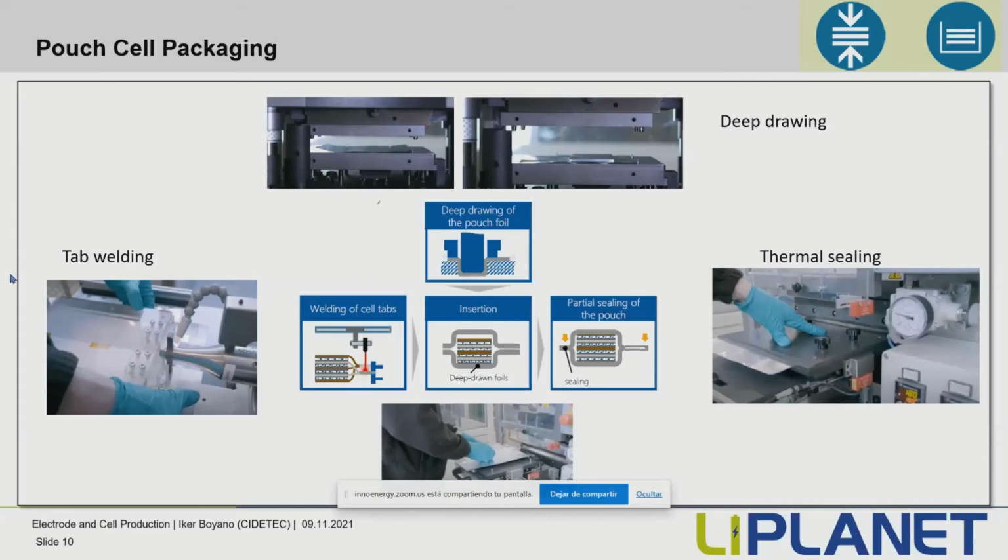You do the insertion of this stack in the pouch foil, and you do the partial sealing of the pouch using thermal sealing. Okay, you leave one side open. We leave it open to dry and to put the electrolyte inside.